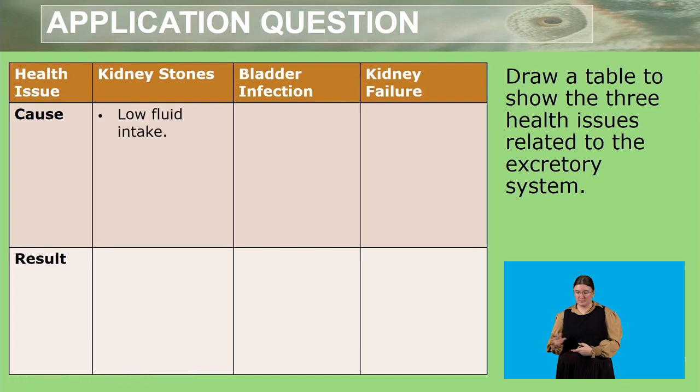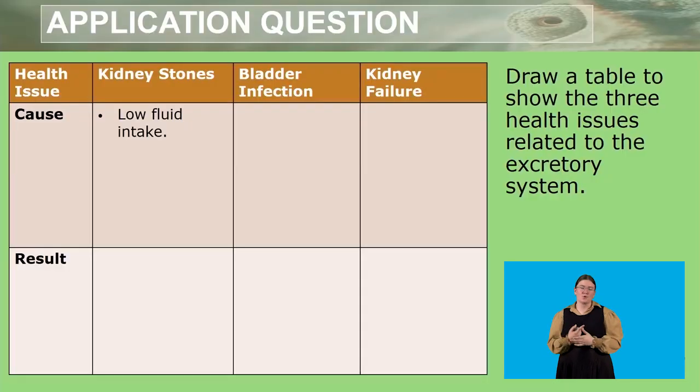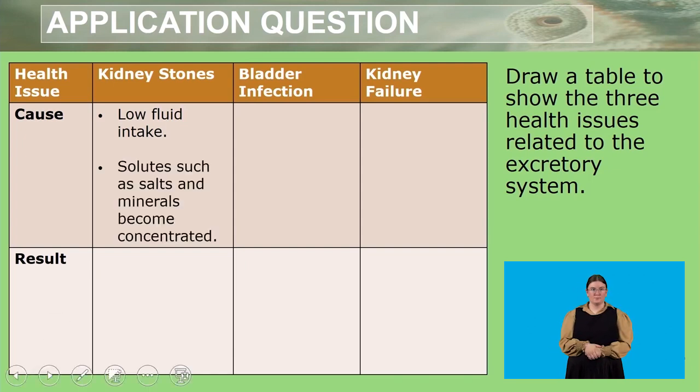So kidney stones are caused by a low fluid intake. Like we learned that you actually need water in your body. So if you are not drinking enough water, you are always drinking juice, concentrated juice, sugary drinks, you have a risk of actually developing kidney stones because you are not allowing water to be passed through your system. You then have solutes such as salts and minerals that become concentrated. So if you were drinking water, you would help those solutes become dilute or help them dissolve better.